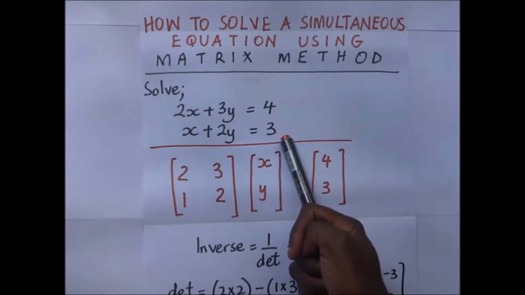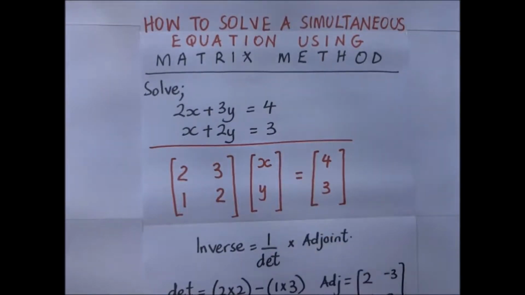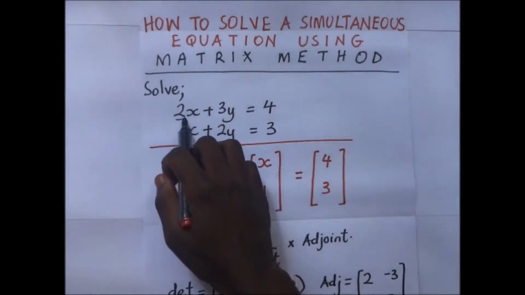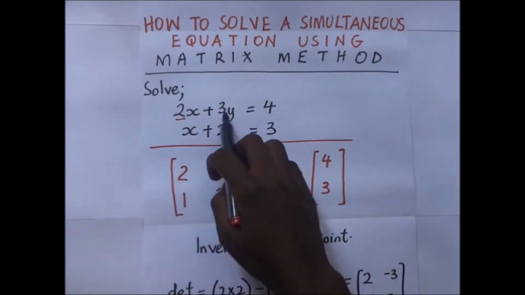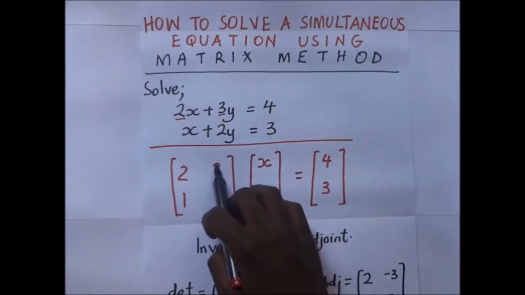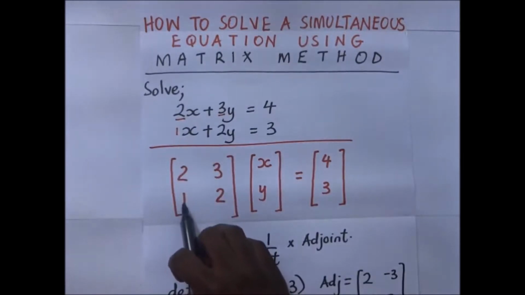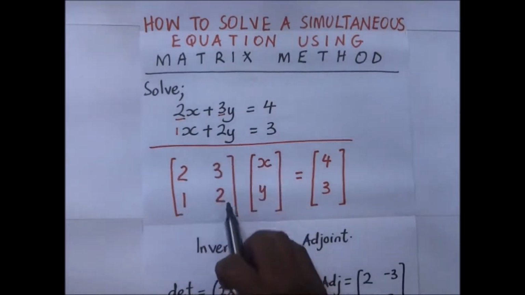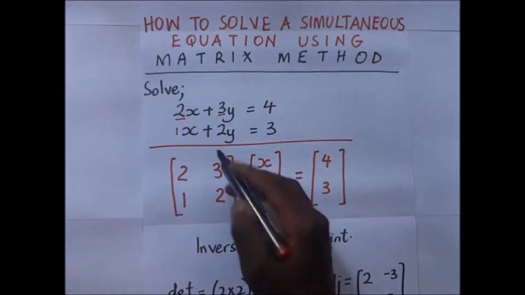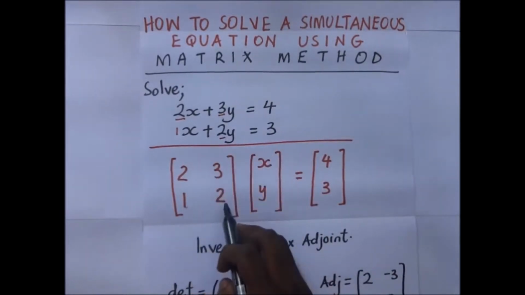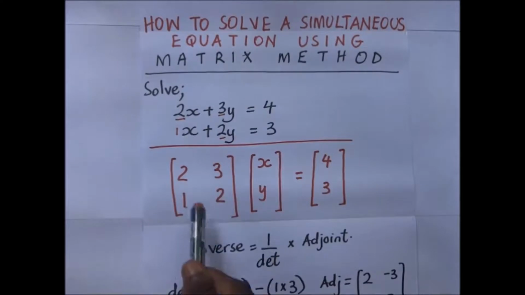So to begin with, we need to first of all extract the matrix we are going to deal with. And we extract this matrix by just extracting the coefficients of the unknowns. The coefficient of x here is 2, so we extract 2. The coefficient of y here is 3, so we get the 3. The coefficient of x here is 1, so it is the 1 there. And then the coefficient of y here is 2, and that's the 2. So we end up with our matrix as 2, 3, 1, 2. So this is the matrix.